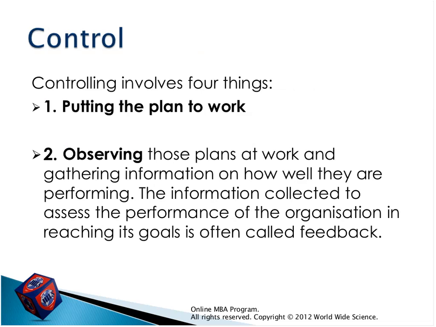First, when we do control under our operations, under our businesses, we put the plan to work. We do some actions to run the business. The second one, we observe those plans at work and gather information, which means collecting information on how well they are performing. The information collected to see the performance of the organization in reaching its goals is often called feedback. That means we observe our business operation at work, how it is actually done. We collect all the information on how our business actually performs.